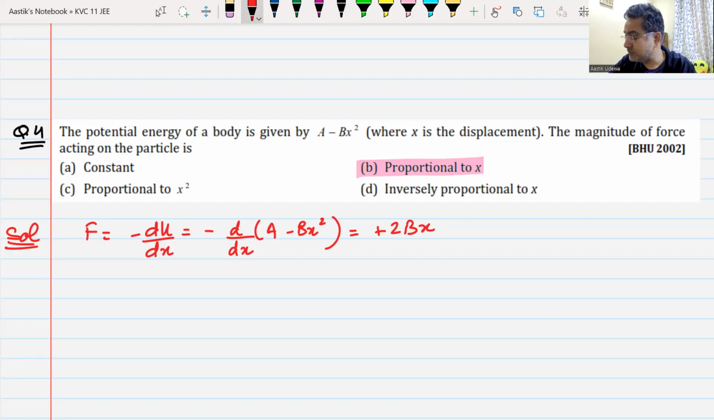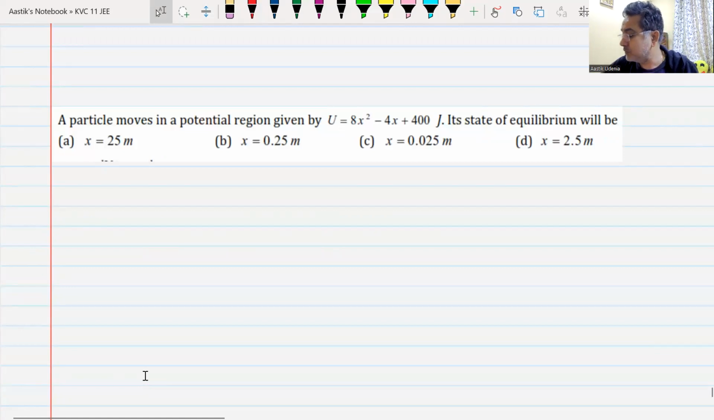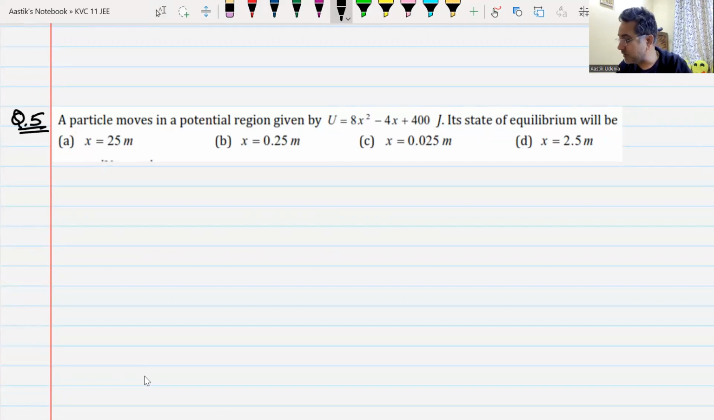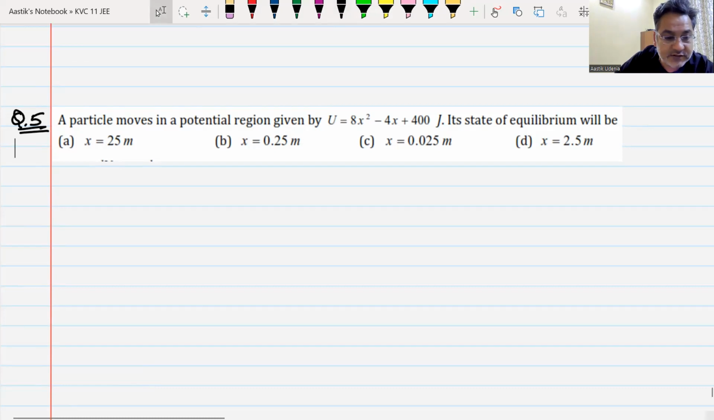This is the next question. Question number 5. A particle moves in a potential region where U is given by this formula. Where will the state of equilibrium come? You need to also tell me if that state of equilibrium is stable, neutral, or unstable. I'll give you 2 minutes.